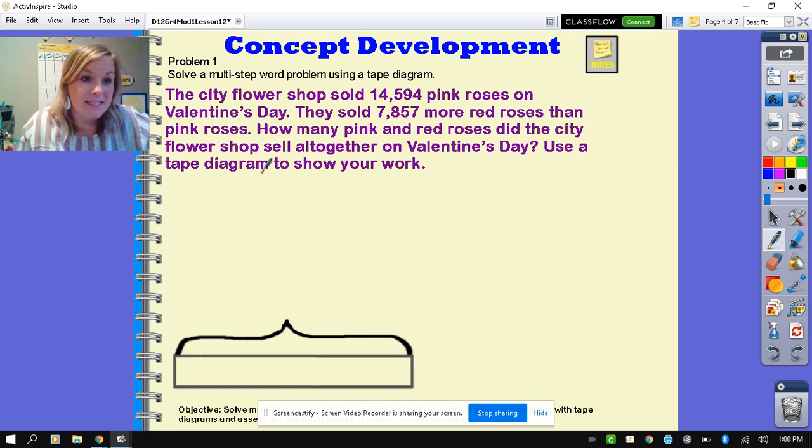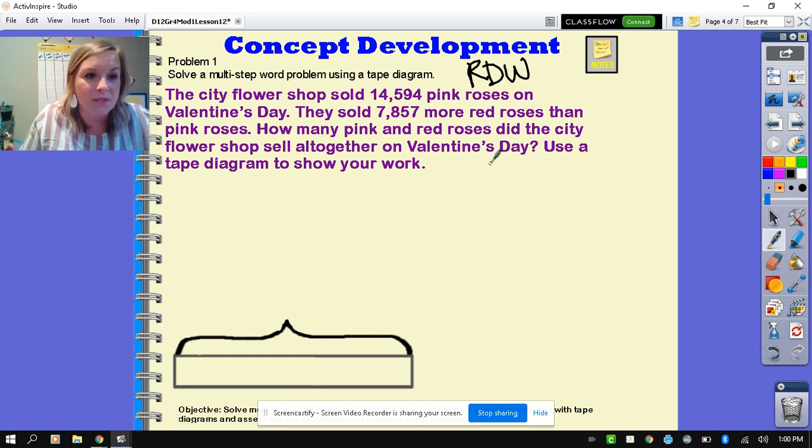Okay, we're going to move into our first multi-step word problem. So multi-step means just that. We're going to have more than one step to help us solve this math problem. So if you stop after one step, just know that you need to go back, reread, and resolve the problem. Okay, we're going to start the RDW process. So read, draw, write, meaning I'm going to start with reading this problem to you, and then we're going to make a tape diagram from it.